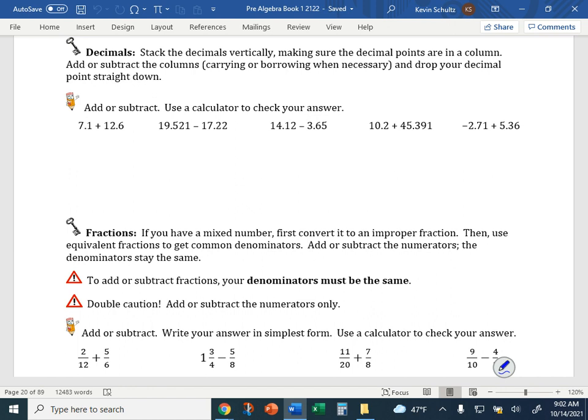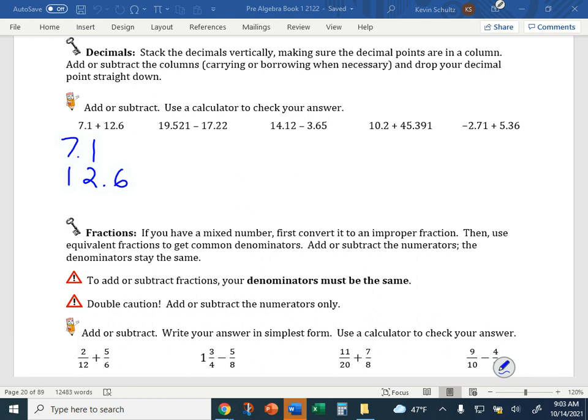What's the thing you have to remember with decimals? Griffin? Line up those points. You would not write this as 12.6 plus 7.1. Okay? That's not how you would write this. Or you wouldn't write this as 7.1 plus 12.6. Right? Those decimal points have to be lined up because that's what aligns your place value.